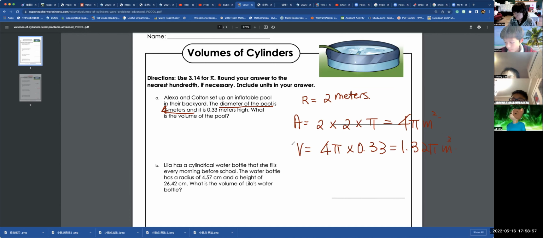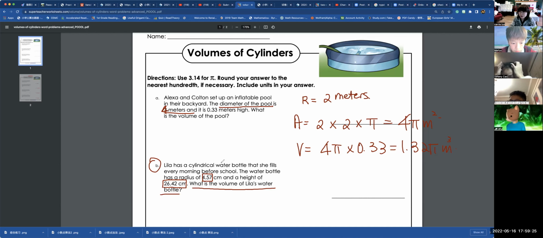Okay, so Mike, Maris, it's not hard, right? Okay, let's look at the second question. Linda has a cylindrical water bottle that she fills every morning before going to school. Everybody, I think you have the same experience. The water bottle has a radius of 4.57 centimeters, and the height is 26.42 centimeters. What is the volume of Lisa's bottle?